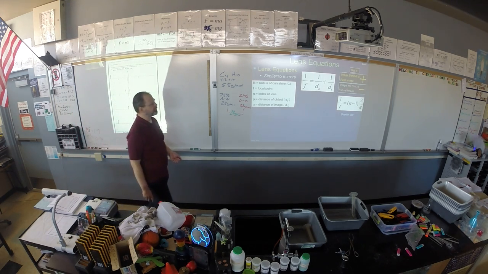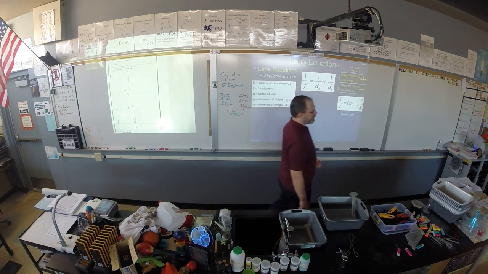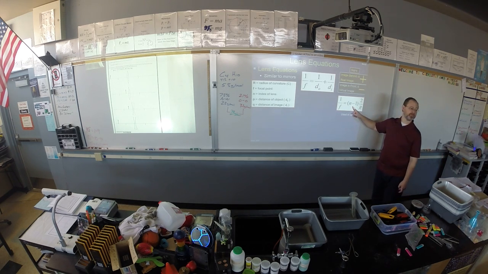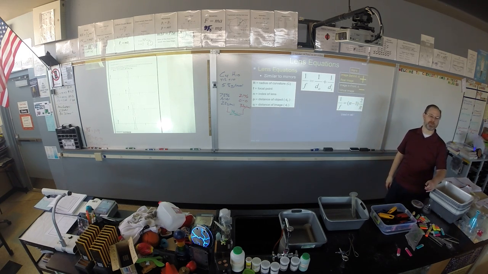You'll notice the only difference between the mirror equations and the lens equations is this term. For a mirror, the focal point is 1 over f equals 2 over r, and this term is gone. For a lens, this term refers to the index of refraction of the material. In other words, the higher the index of refraction of the material, the closer your focal point will be to the radius of curvature.